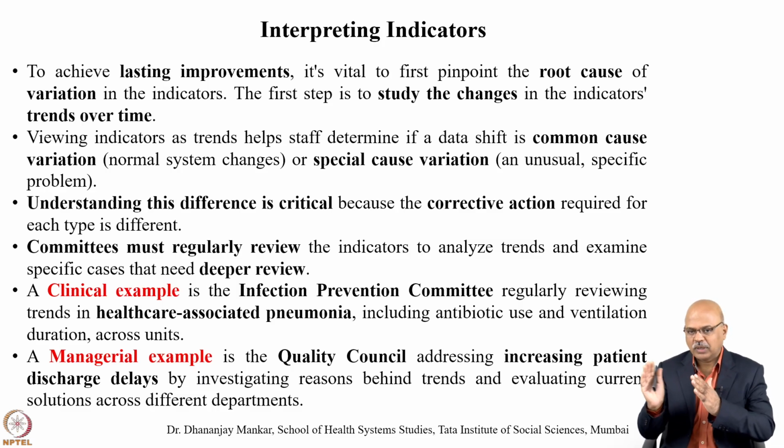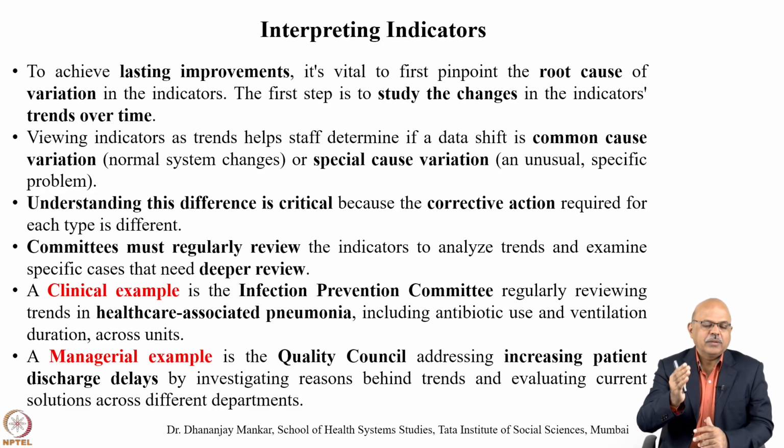Sometimes there is an unusual situation, even a specific problem, which tends to show a special cause variation, versus the common cause, where you may find normal system changes in an equipment, a process or an activity. So interpreting indicators is based on the value that has changed. Understanding the difference is critical because the corrective action required for each type is different.